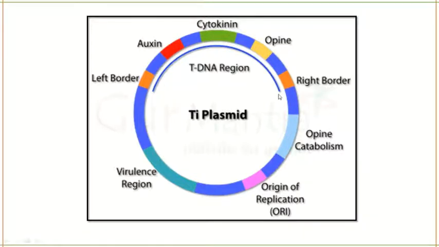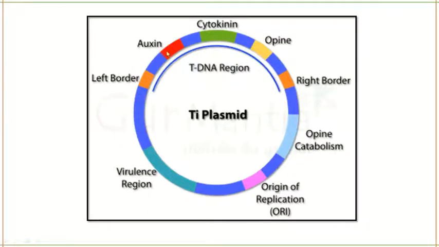So this is the total structure of the Ti plasmid, and this blue region is the T-DNA region, or we can call it the transfer DNA region. And what does it contain? It contains the left border and right border sequences, and within the left border and right border you have important genes.